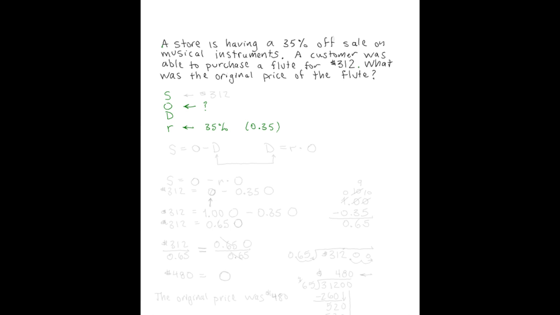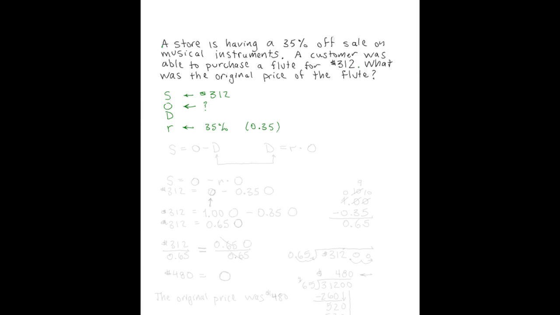We are also told that the price of the flute, the amount that the customer actually paid, was $312. Well, this was a discounted price. The amount the customer actually paid is not the original price, it's the sale price. So that is the value of S. So we know S in this particular problem is $312, and we have to figure out what O is. There's no information about D in this problem whatsoever, and we'll see how we use D in just a moment.